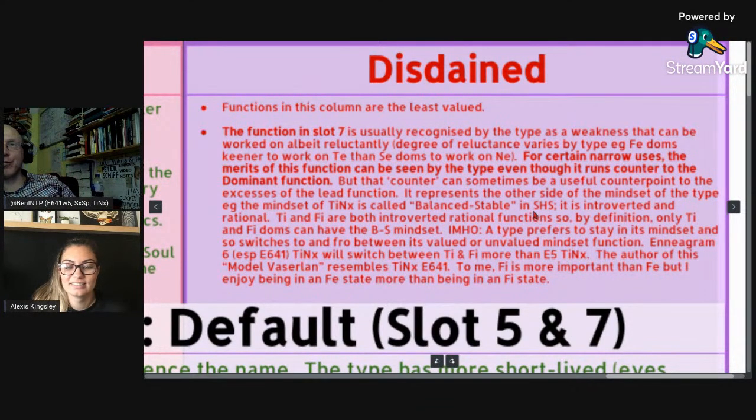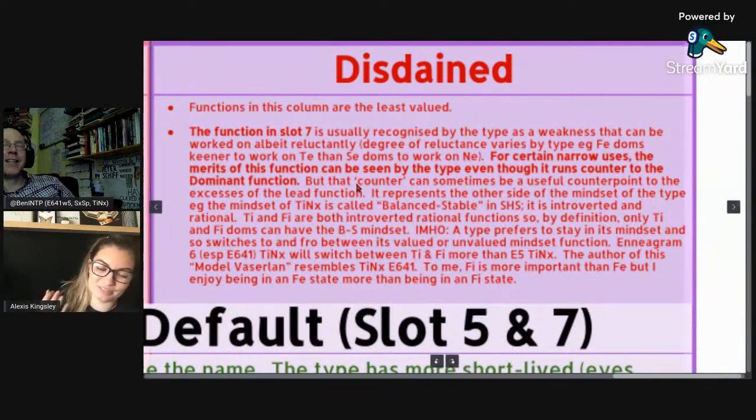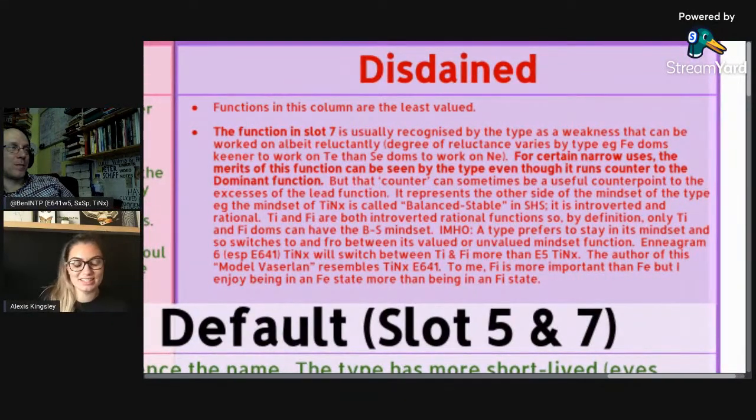There's some digression onto Socionics. For certain narrow uses, the merits of this function can be seen by the type, even though it runs counter to the dominant function. You probably see the merits in all functions, but you see the merits in SI, don't you? I've called SI useless before. Well, it fits. I don't actually believe it's useless, but if I was going to pick a function to be useless, I'd pick SI.